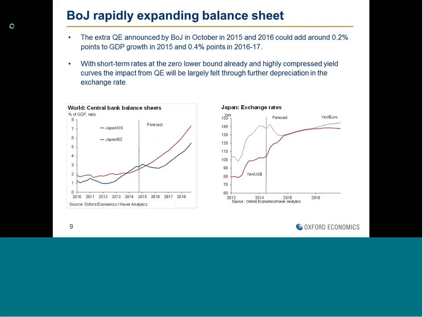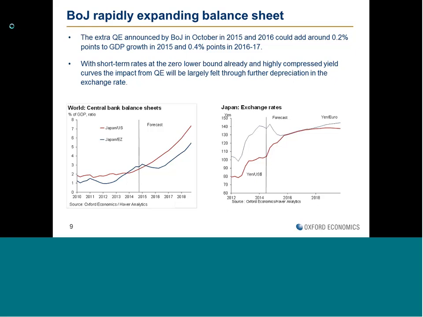Looking ahead, we actually expect that the yen is going to depreciate further this year against the US dollar to around 130 by year end. And this, coupled with improving world trade, could see exports rising by 4.6% and will be a key driver behind growth for Japan in 2015.